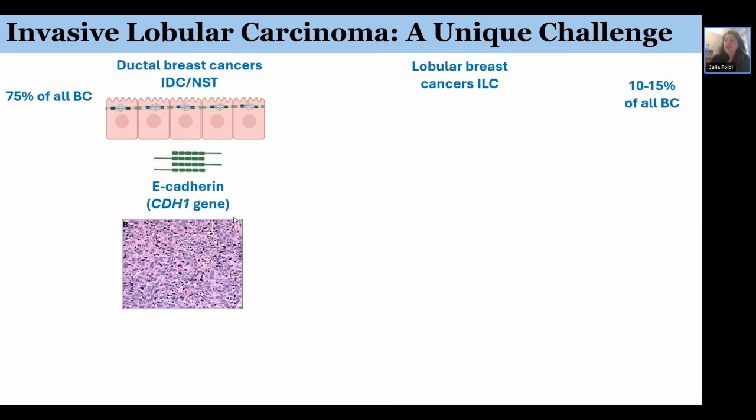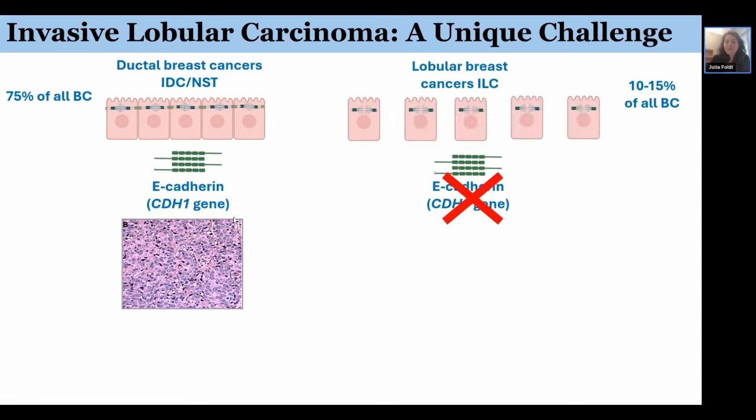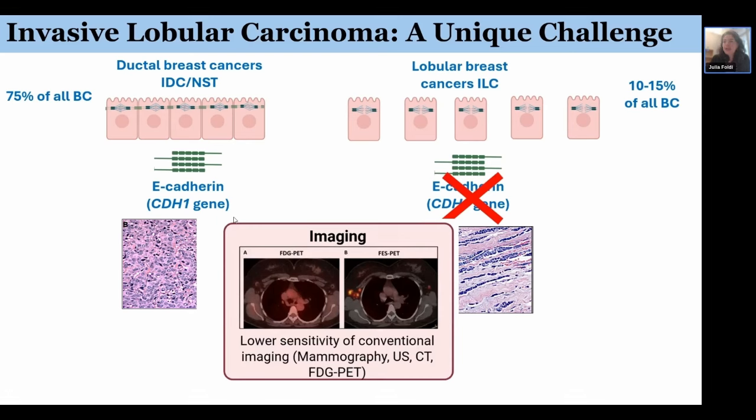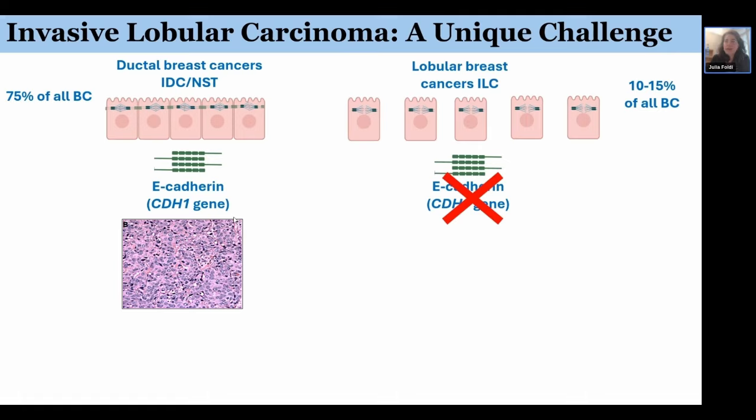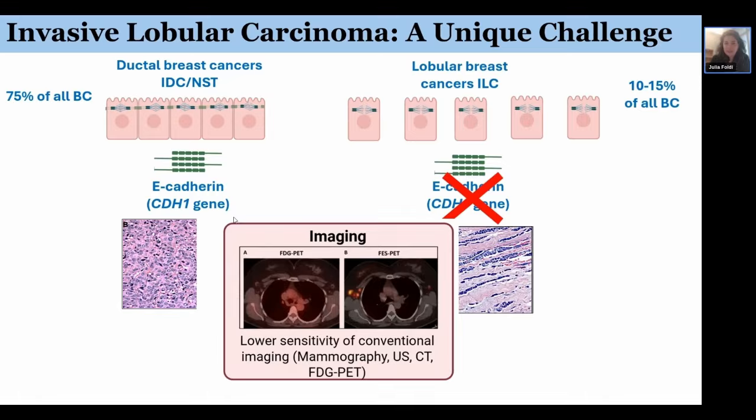In contrast, lobular breast cancers, which make up 10 to 15% of all breast cancers, have a defect in the CDH1 gene, which results in the absence of E-cadherin. Because of that, these individual cells are no longer linked together. Rather, they grow in a single file pattern. I was hoping to show the histology picture first, but you can kind of see in the background here that instead of lumps, these cells grow in single file patterns.